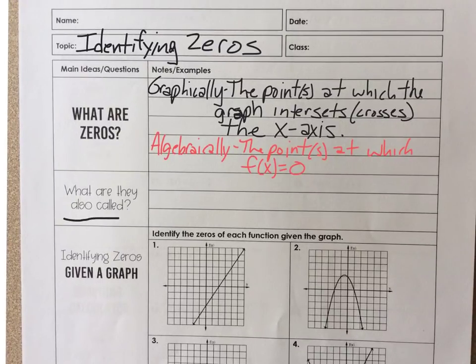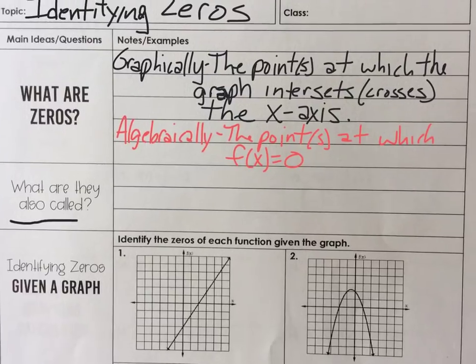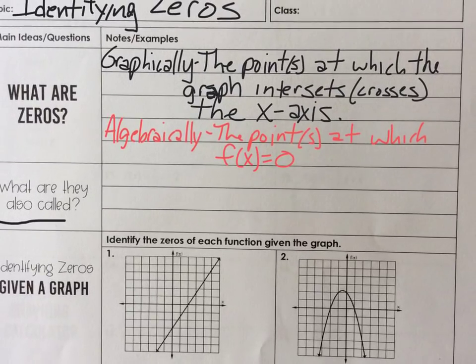Now, what are they also called? Other names for zeros: you can call them x-intercepts, you can call them roots, or you can call them solutions.